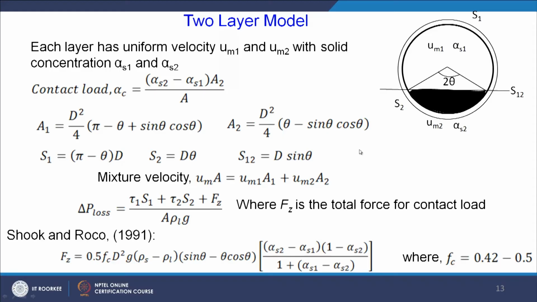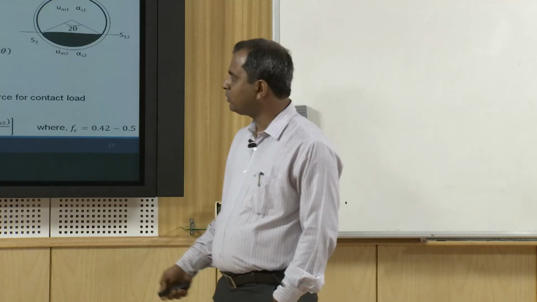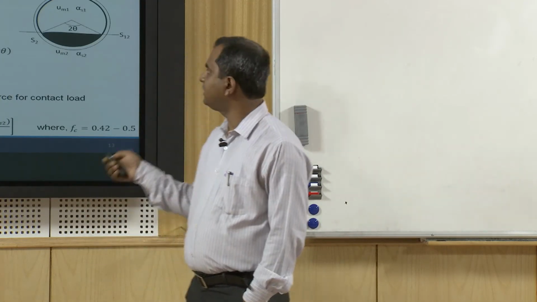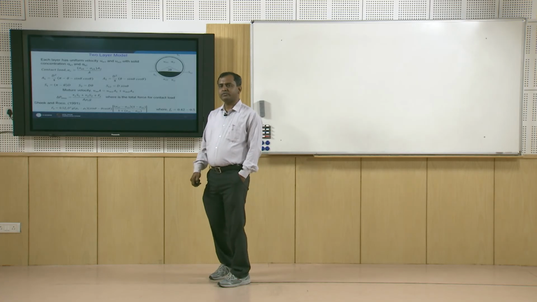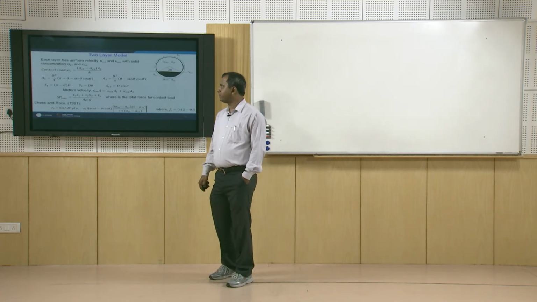Now, contact load is something which one needs to find out empirically. So, Shook and Rocco in 1991 have given this expression for contact load. So, you see here everything is dependent on the values of alpha S1 and alpha S2, which are the different loadings for the two layers, as well as we are having theta as a parameter. So, 2 theta is this angle, so half of this one we need to take. Okay. Fc is very important over here. This is the friction factor for the contact load. So, usually we find that Fc is in between 0.4 to 5.5. Okay. So, this is a model using which you can find out the contact load for the 2-layer model.